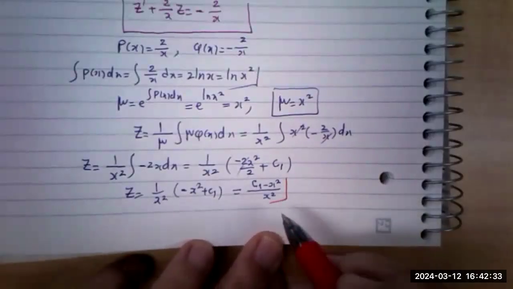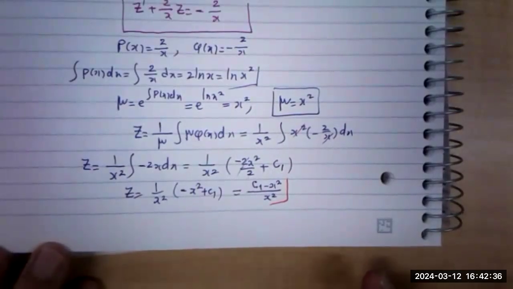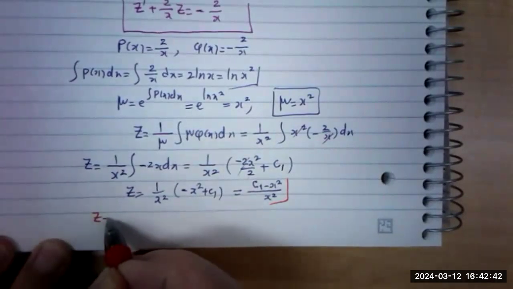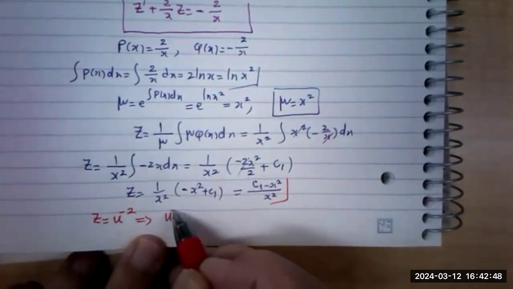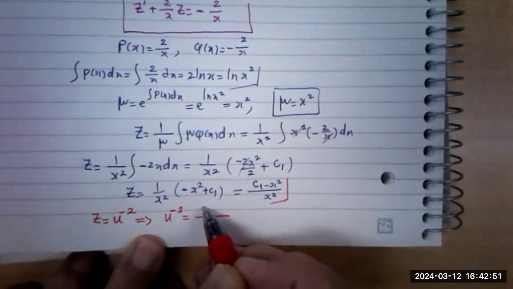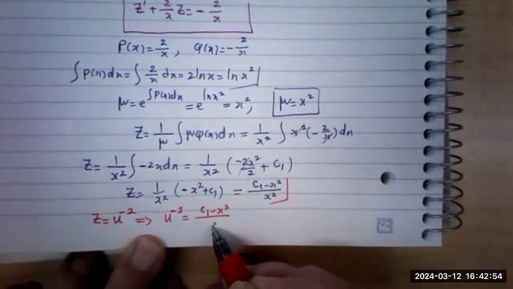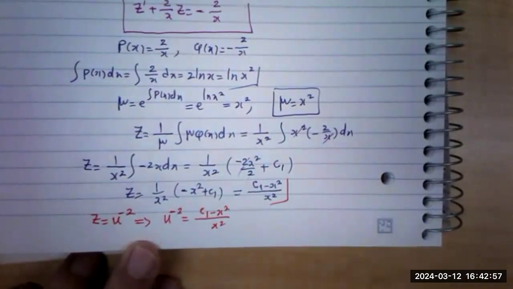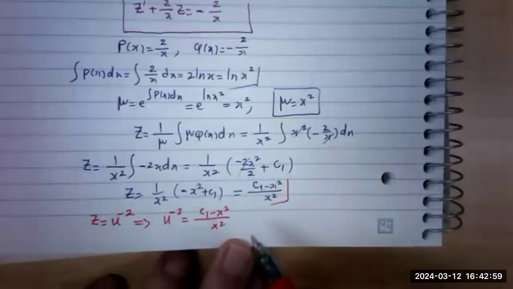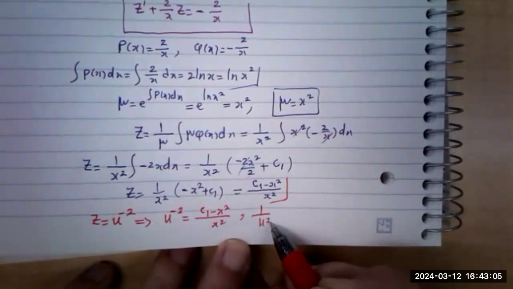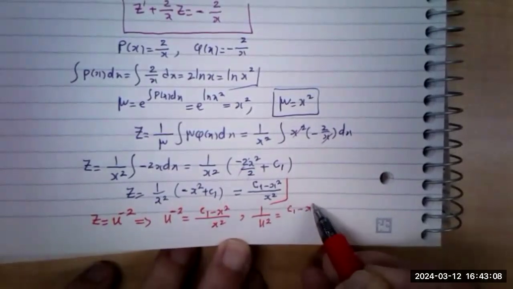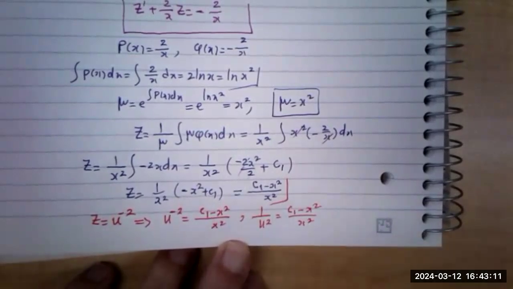Okay, this is z. Now remember the z was what? Z was u to the negative 2. So z is equal to u to the negative 2. Now you bring it here. So u to the negative 2 would be c1 minus x squared over x squared. So for u, change u into 1 over u squared, and this is going to be c1 minus x squared over x squared. Use the reciprocal to get the u squared, then take the square root.